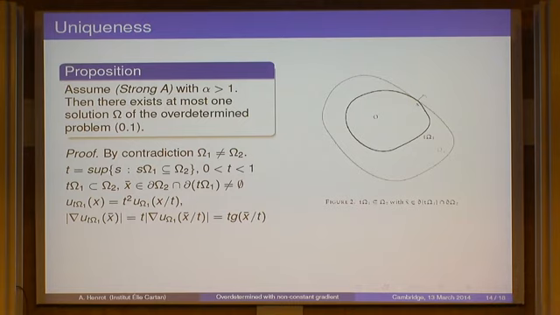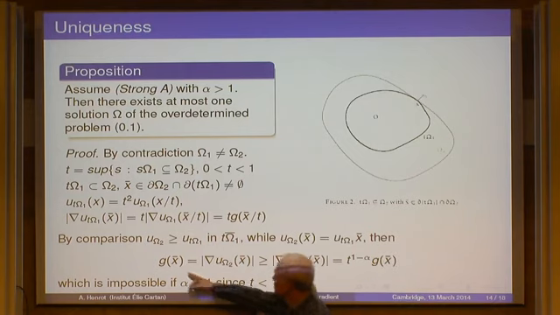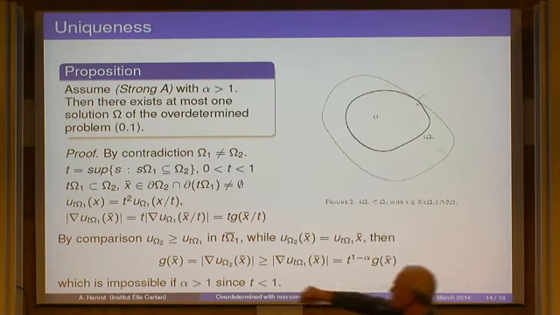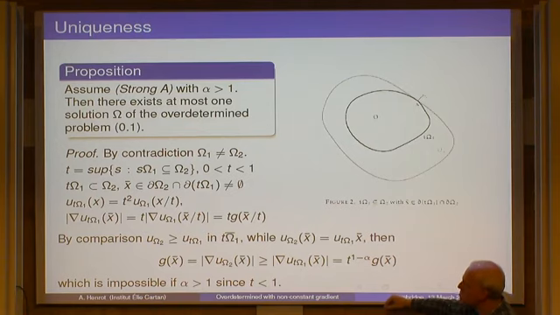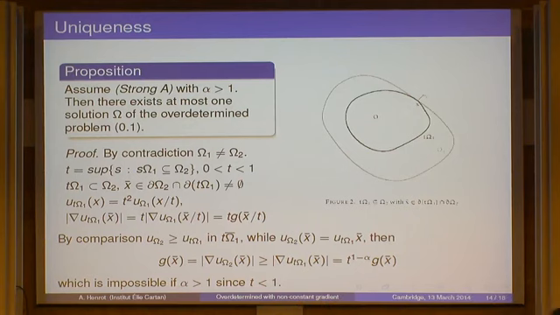you use the overdetermined condition, and you use obviously the fact that you know the torsion function for t omega 1, which is this one. And so this comparison gives you that at this common point, x bar, which is a common point in the boundary, the gradient of u2 has to be larger than t to the power minus 1 minus alpha G of x bar, which is impossible as soon as alpha is larger than 1. This is where the assumption on alpha comes up.